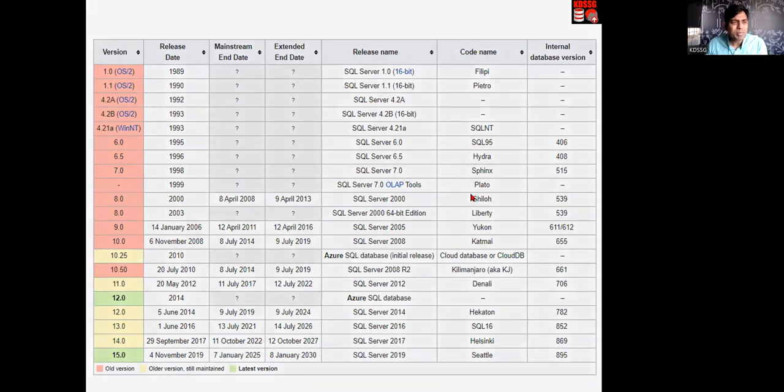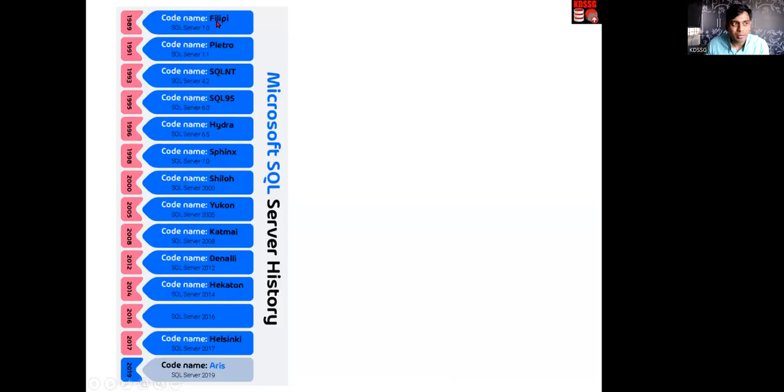Code names are there, but you don't need to care about them. SQL Server 1.0 and the versions that followed each had one, like Pietro, SQL NT, Hydra, Sphinx. Every version except SQL Server 2016 has a code name; I don't know why Microsoft did not put one for it. A code name is just a nickname, an alias used before starting the project. Officially, when the product releases, they call it by the version number.